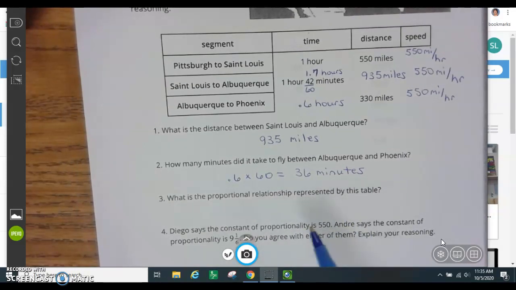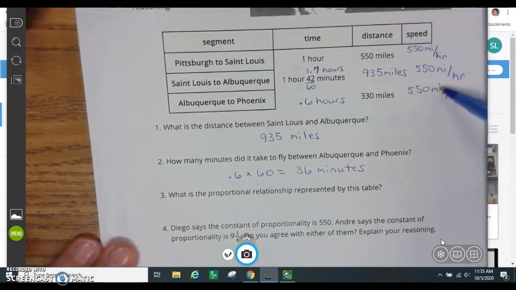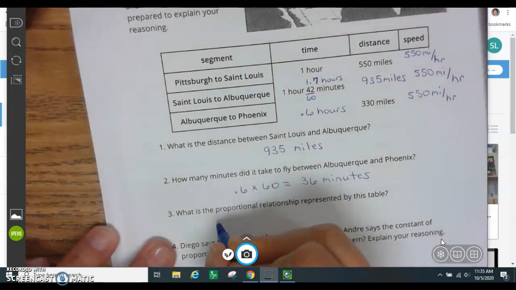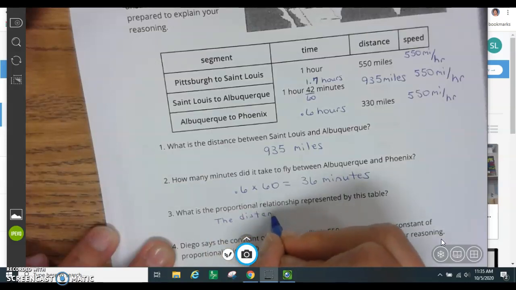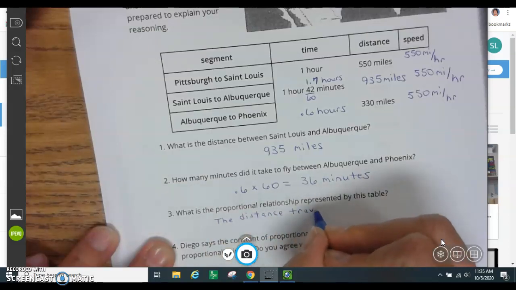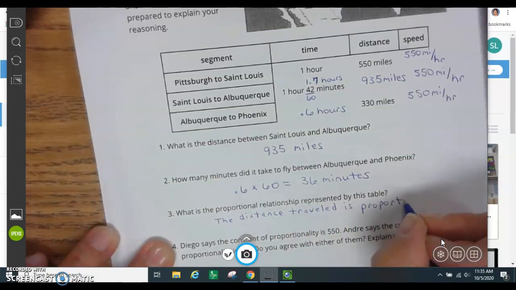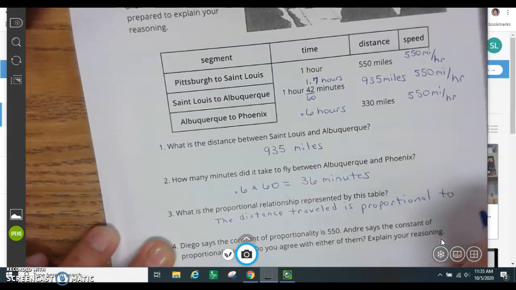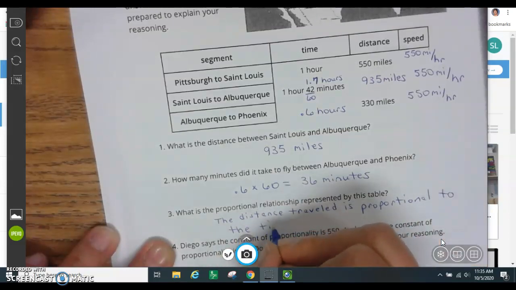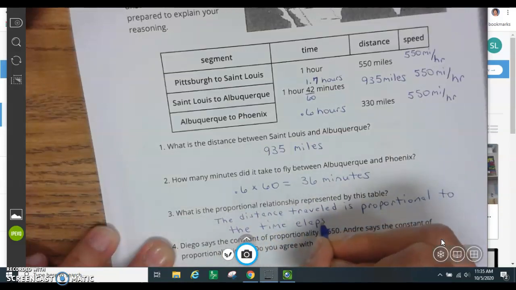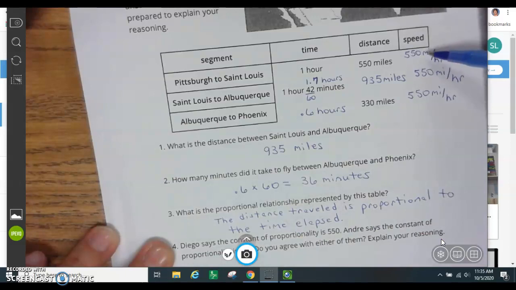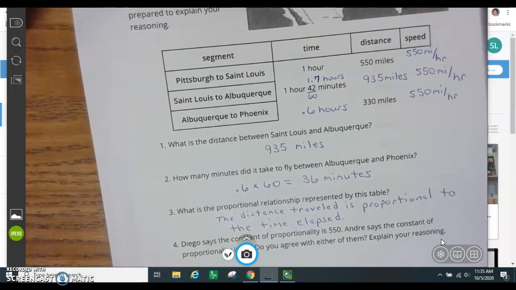So what is the proportional relationship that is represented in this table? Well, right here, the unit rate is your proportional relationship. We are comparing the distance traveled, which is proportional to the time elapsed. Right? Distance, time. Our units tell us what that relationship is.